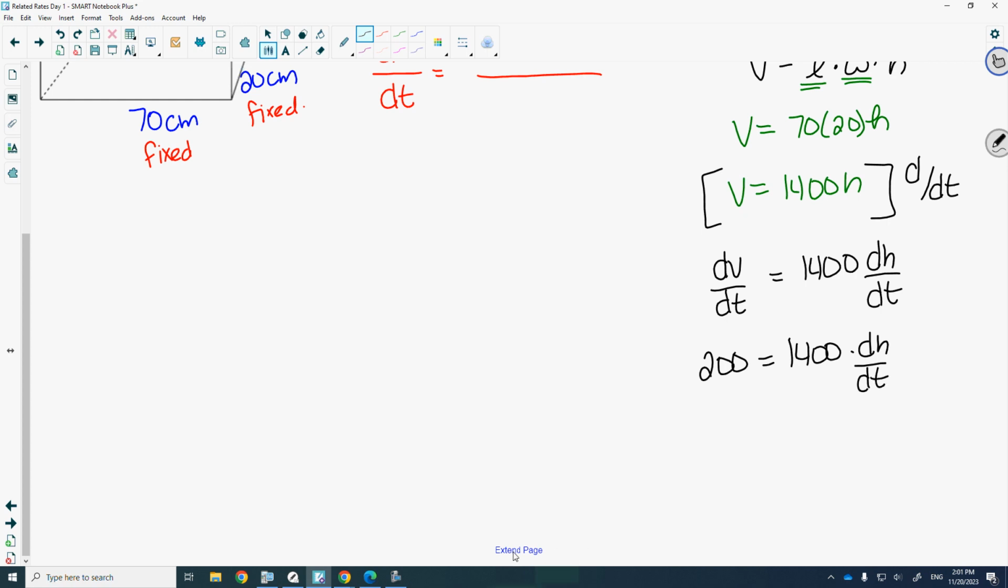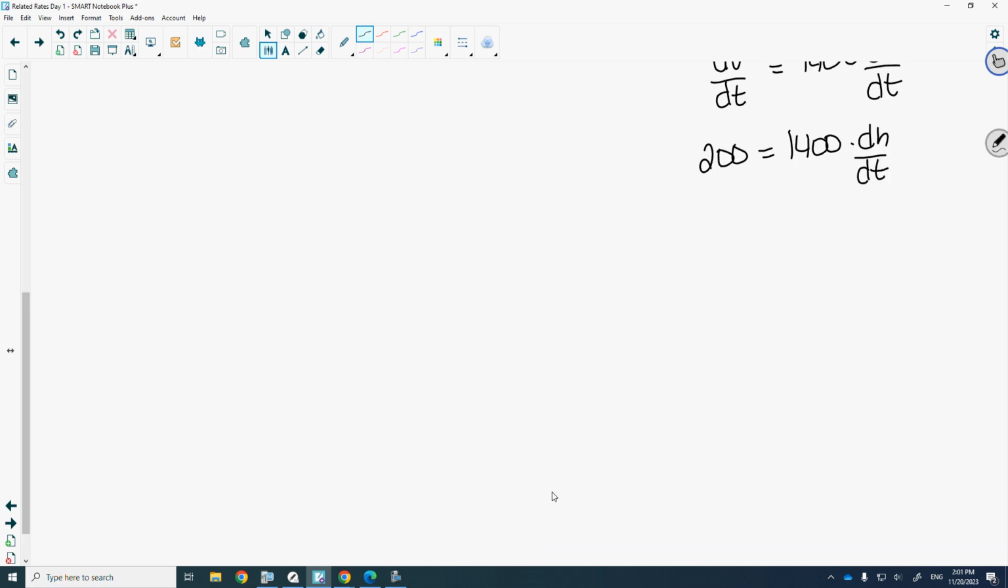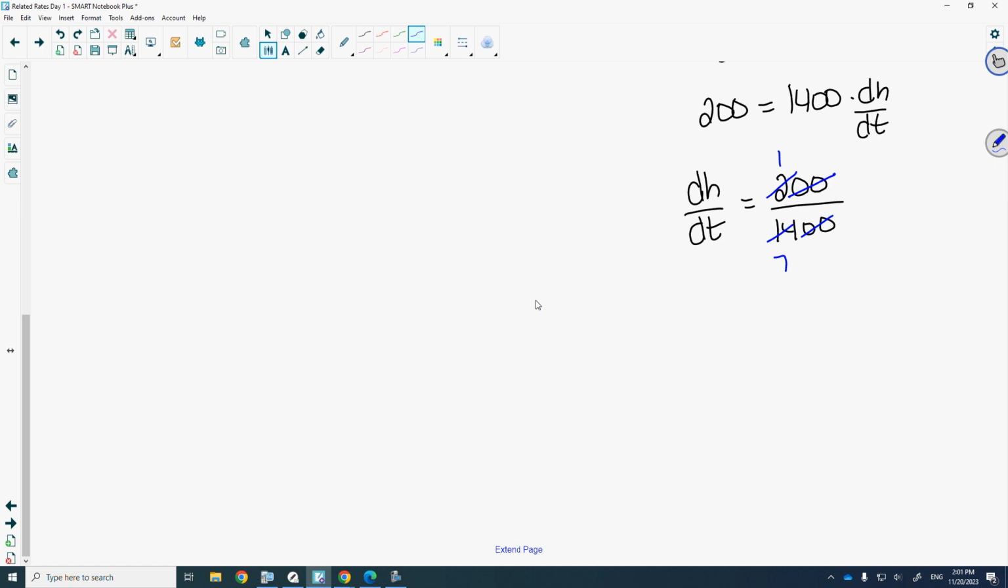And I could isolate dh/dt, get it by itself, by dividing both sides by 1400. So 200 over 1400. 2 zeros over 2 zeros will cancel. And then 2 goes into 2 once, and 2 goes into 14 7 times. So the rate at which the height is changing with respect to time is 1 over 7.